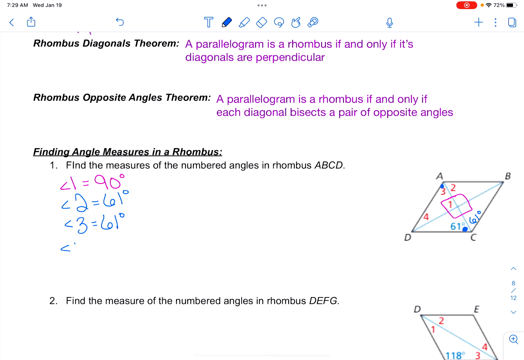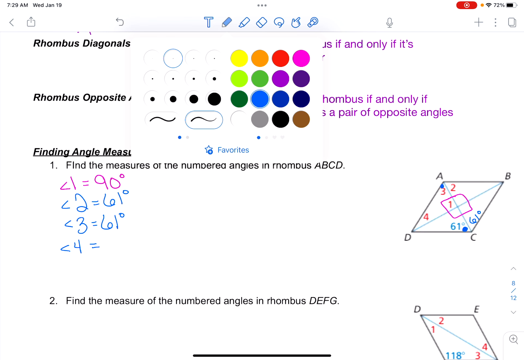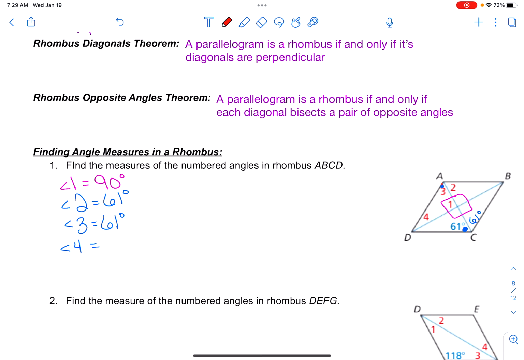So then that just leaves angle 4. If we look at this, notice that we have a triangle. And we know that in a triangle, all 3 angles add to be 180. And we now know that angle 1 is 90 and angle 3 is 61. So if we do 180 minus 90 minus 61, we will get 29 for angle 4.